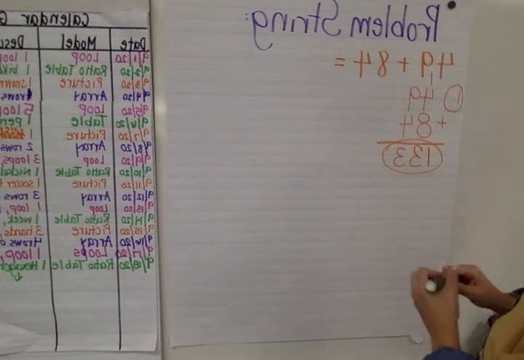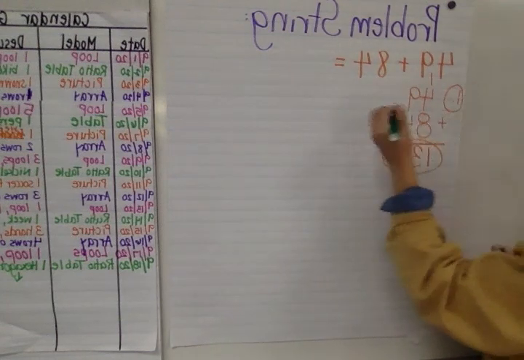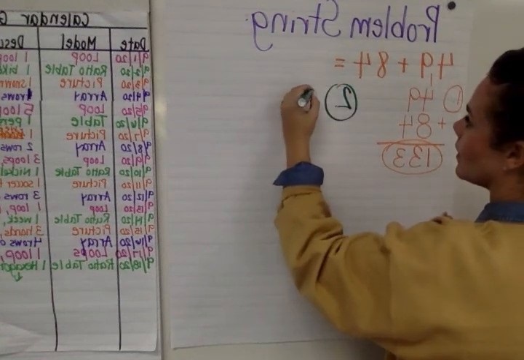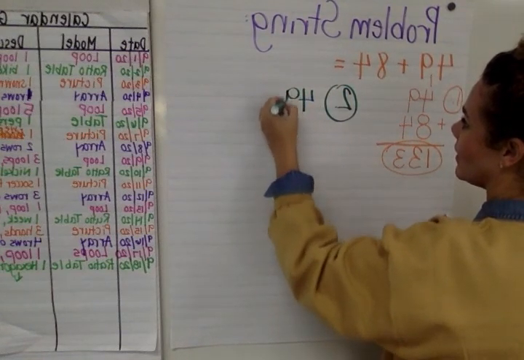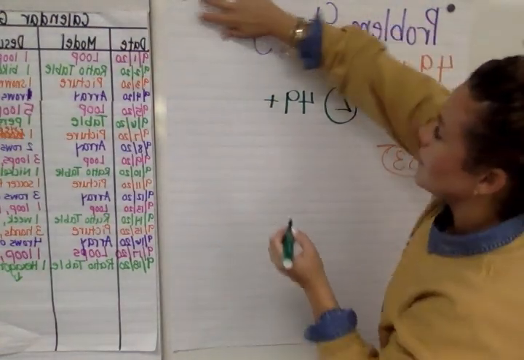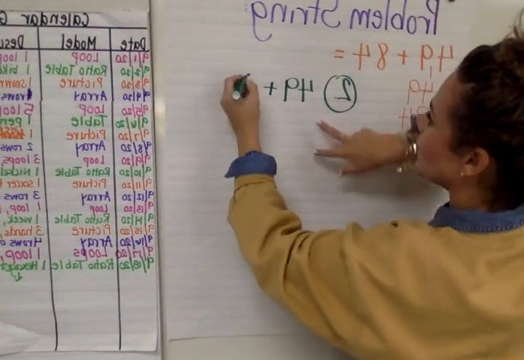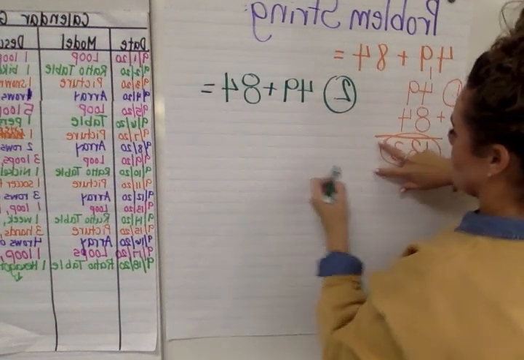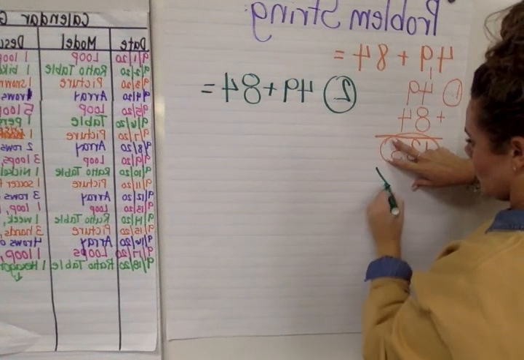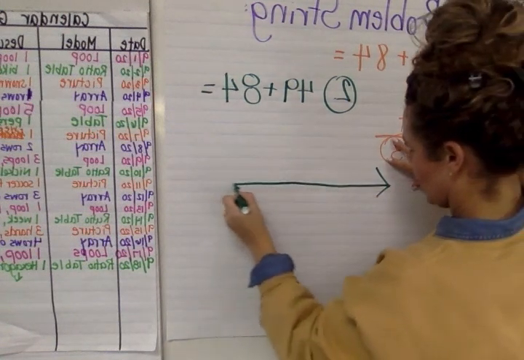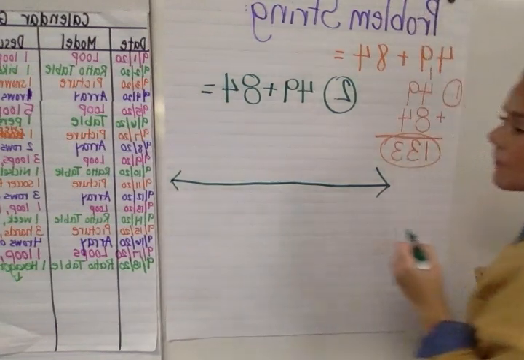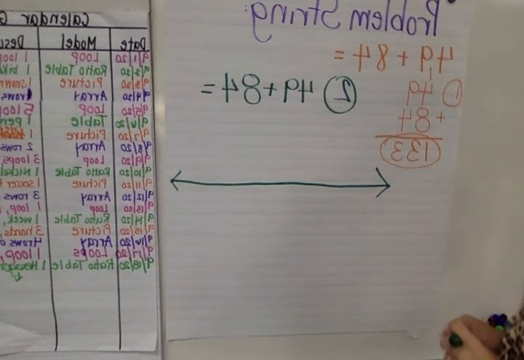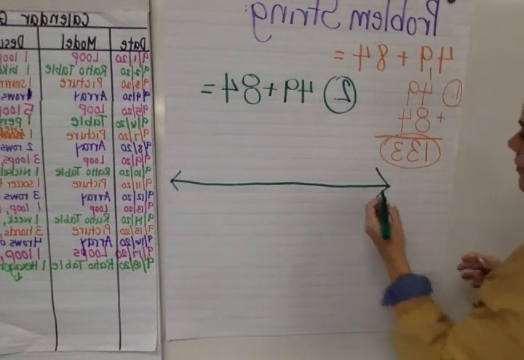The next strategy, the second strategy we're going to use today, is a number line, okay? A number line. So I need to draw a number line. Now I need to put my numbers on my number line. So I have 49 here.